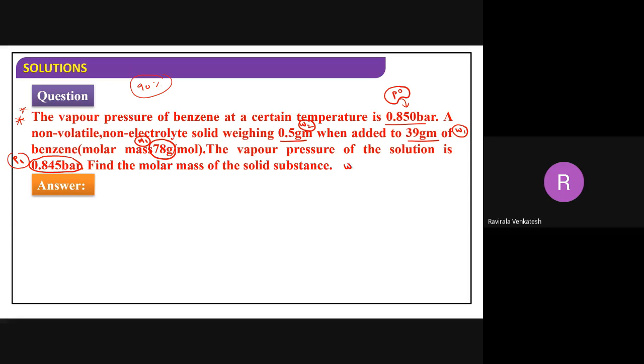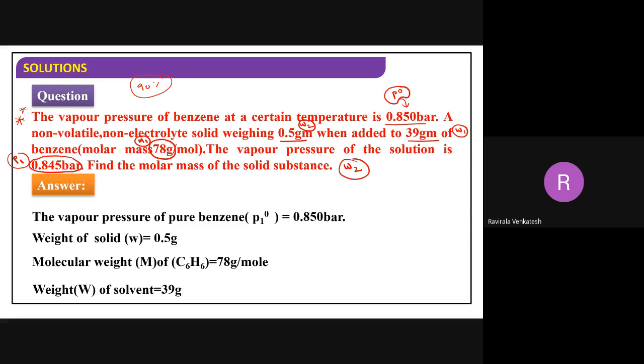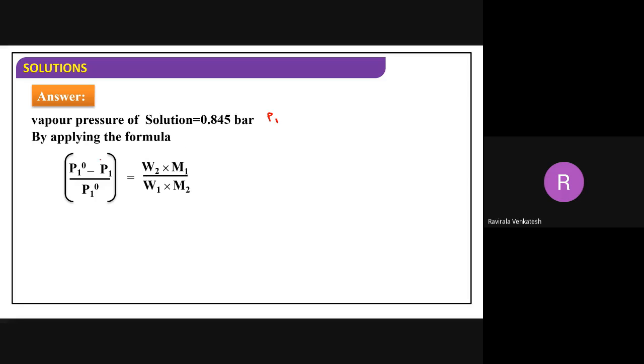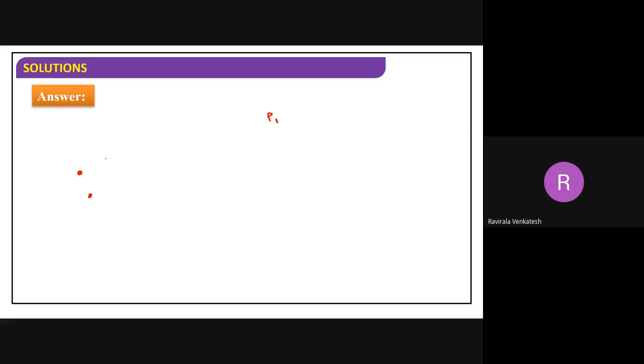Now find the molar mass of the solid. They are asking for the molar mass of the solute. So we take all this data: we have taken the P naught value, the weight of the solute, the molar mass of the solvent, and the weight of the solvent. Now, the vapor pressure of the solution is P1, and by applying this formula, this is the formula only, no? P naught minus P1. You don't need to take this one, leave it. Otherwise, you can take it also, no problem, beta. Nothing different is there. Now I will substitute everything here.